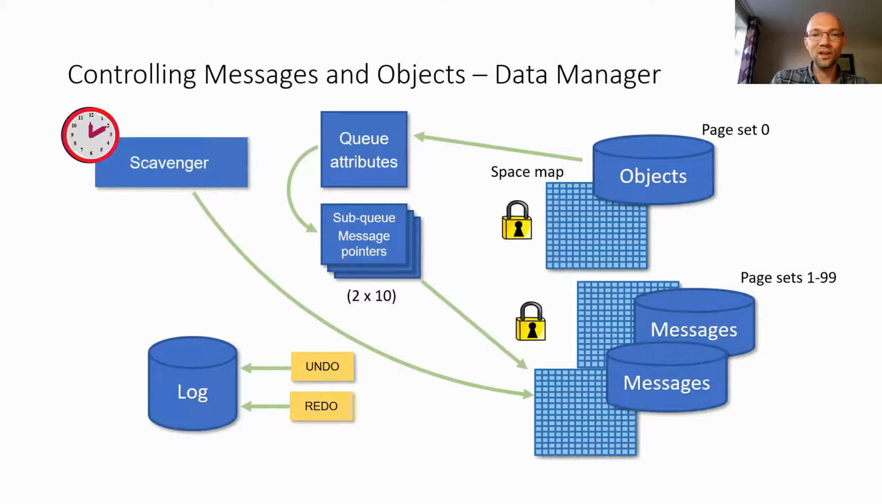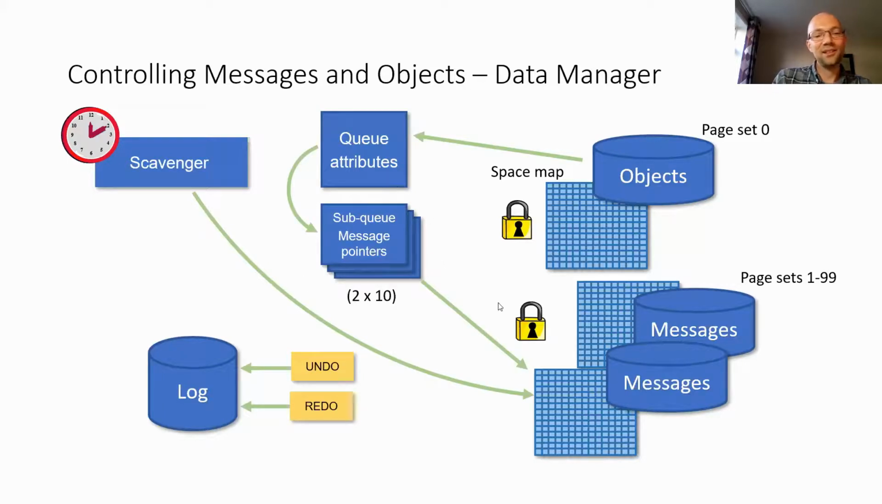So you'll probably know that object definitions, that's queues and topics, name lists, and so forth, are all stored on page set 0. And then the other page sets, the other 99, are available for you to store message data on. Now, each page set has a space map that the data manager looks after, and this tells the data manager which bits of the page are used and which bits are free.